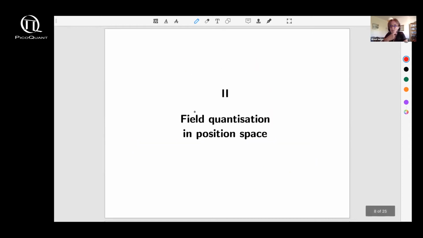Okay, so let's have a look at field quantization in position space. I will slowly walk you through this.